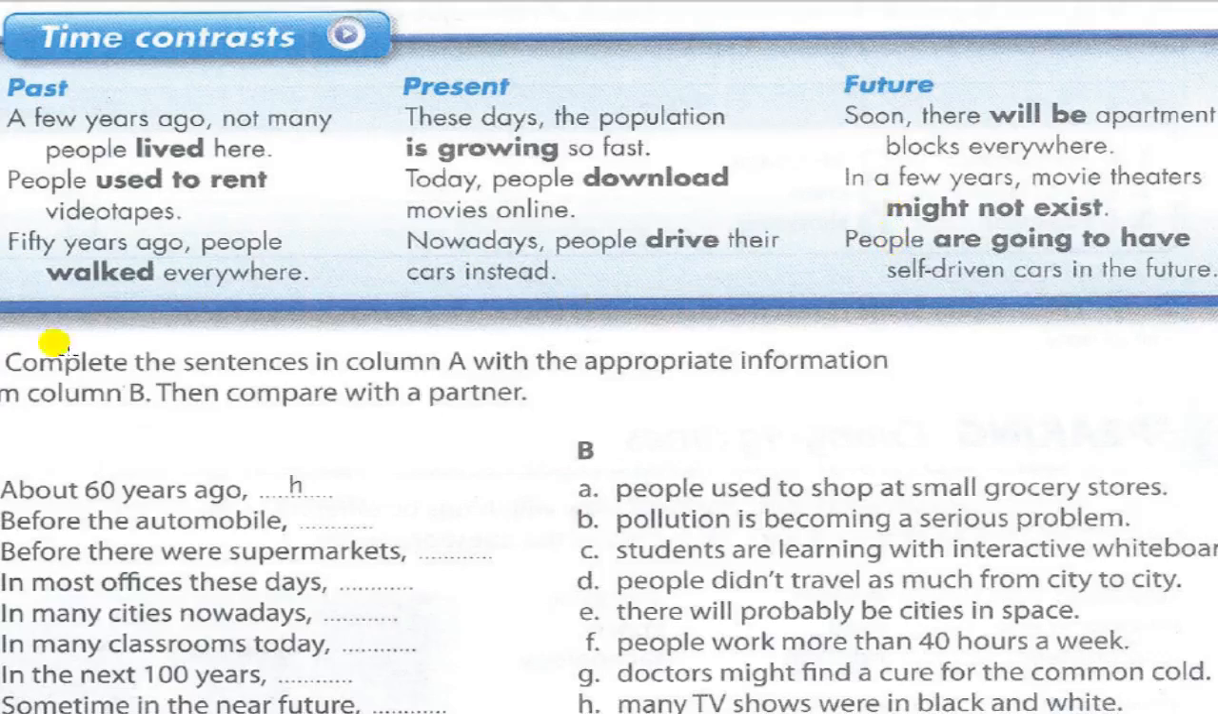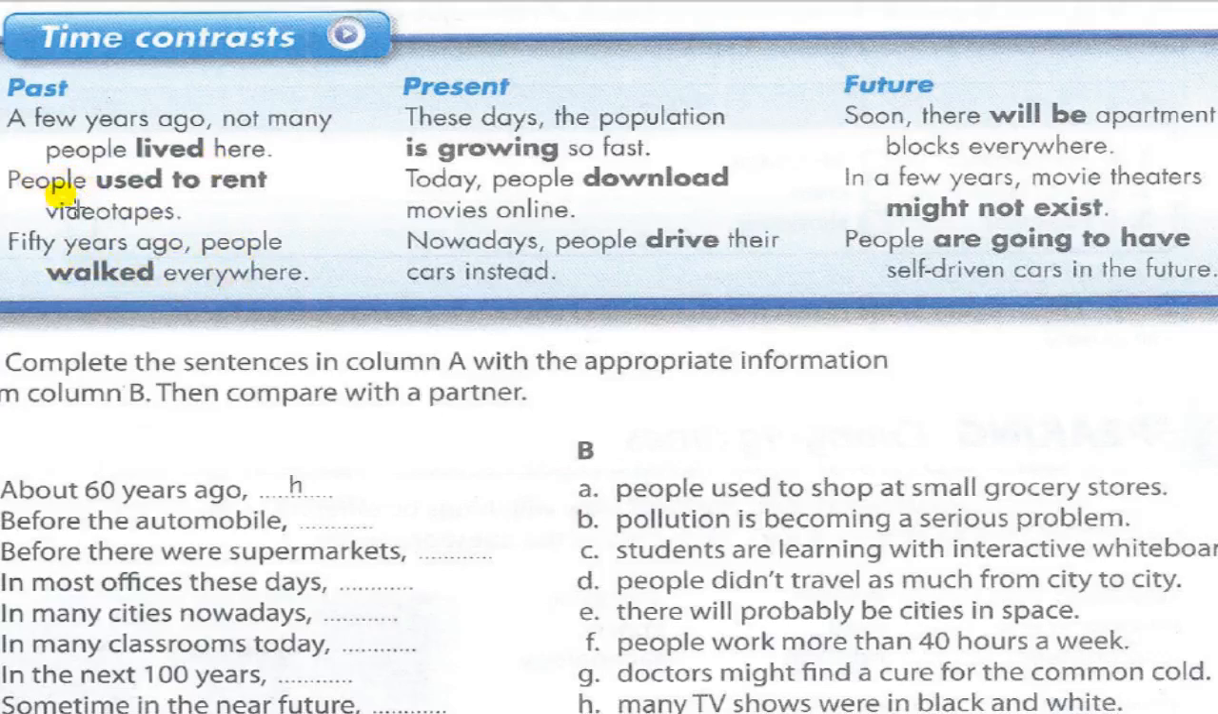Time contrasts here. We make comparison between past, present and future. In the past: a few years ago, not many people lived here. People used to rent videotapes. 50 years ago, people walked everywhere. To express the past, we use subject, verb plus d, ed, ied. A few years ago, not many people lived here. 50 years ago, people walked everywhere.